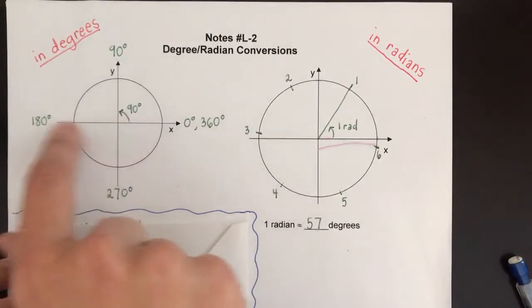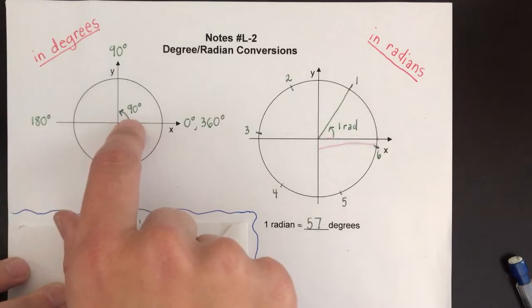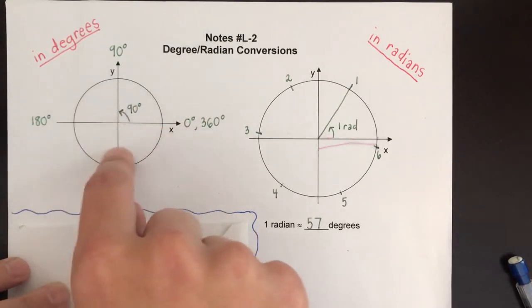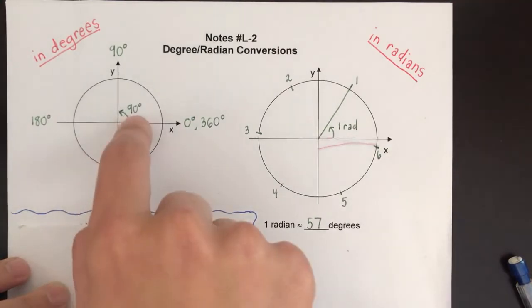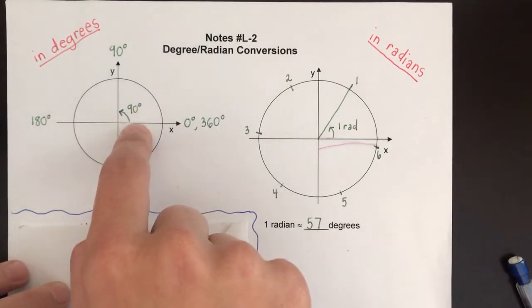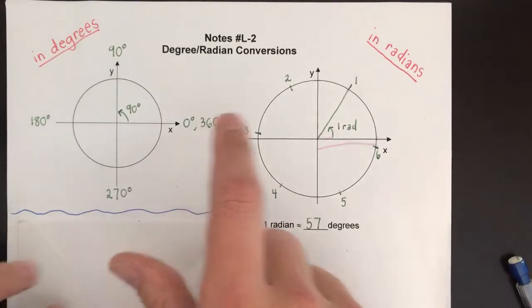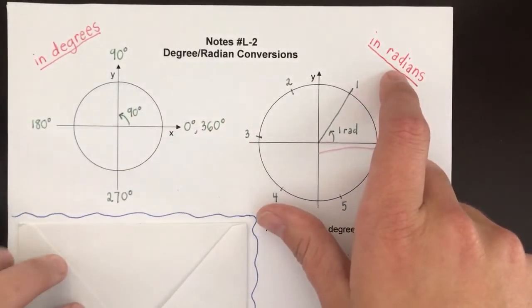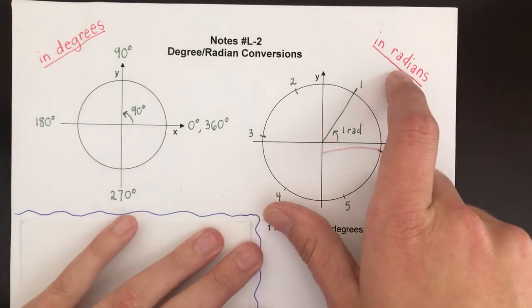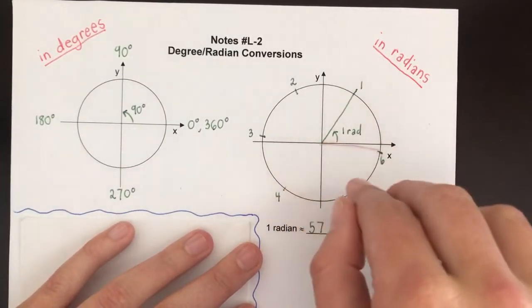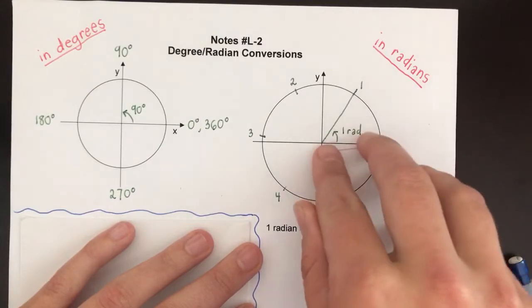This would be 180 degrees, this would be 270 degrees, and that full revolution of a circle, as you already know, is 360 degrees. Now, there is another way to measure angles, and that is in radians. Where did a radian come from? It's actually very mathematical in thought and process.